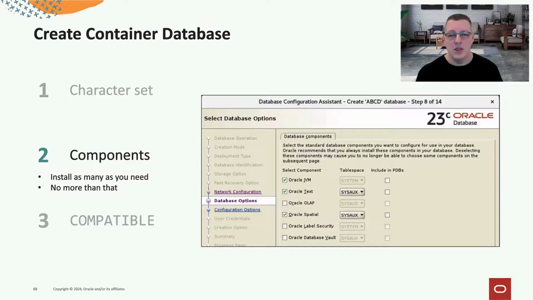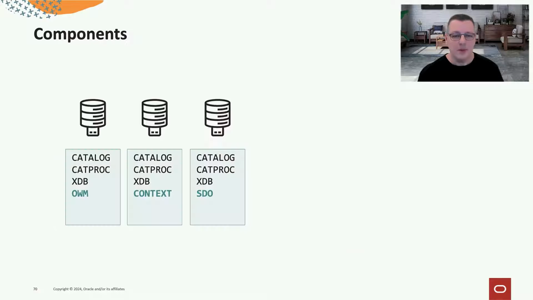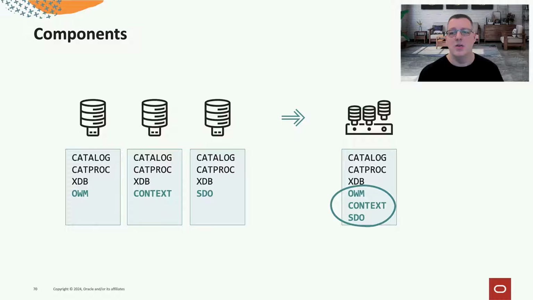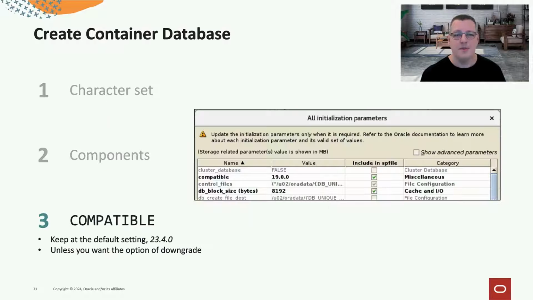Second is the components. So check your source database to see what's in use and install as many as you need. So no more than that. Remember, when you are upgrading later, it will take more time if you have all the components installed. For example, you have Workspace Manager in one database, you have Oracle Text in another database, and you have Spatial in another database. So you have to create a CDB with all the 3 components.